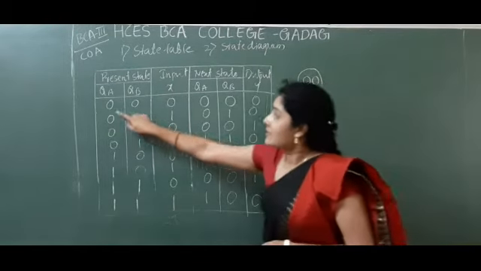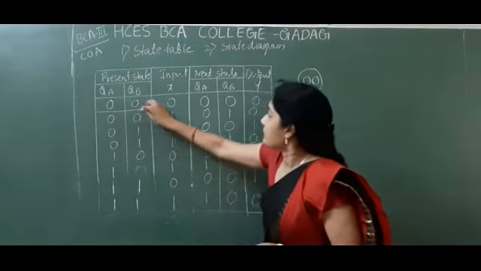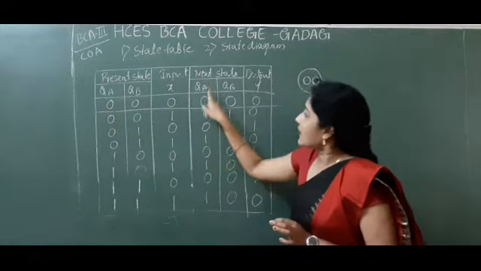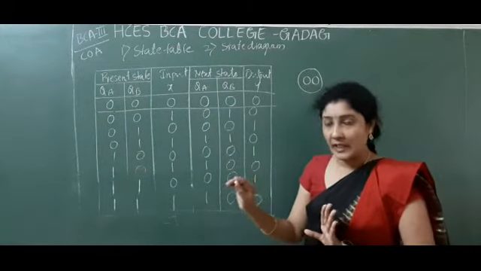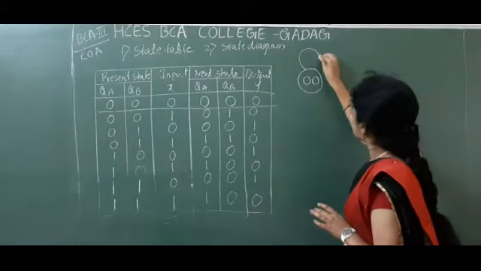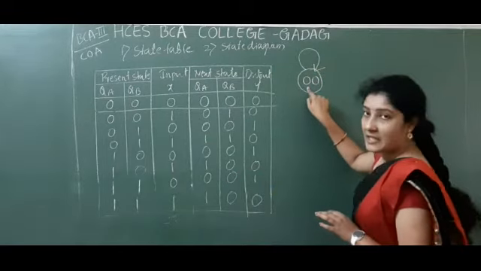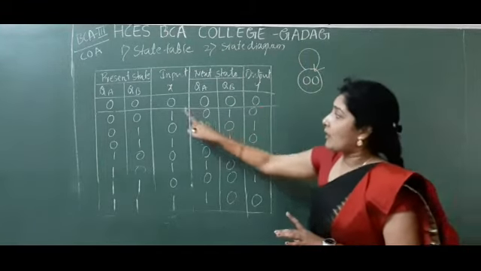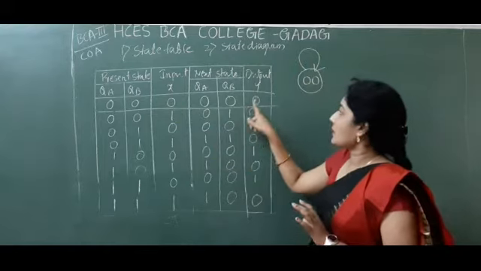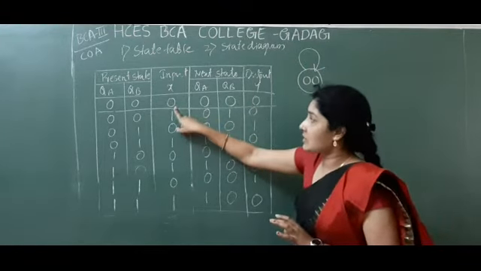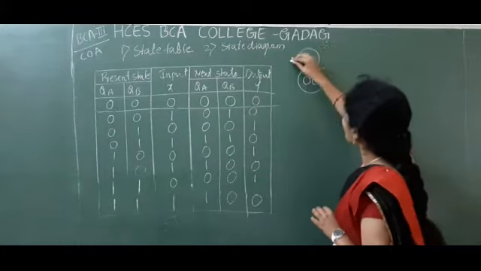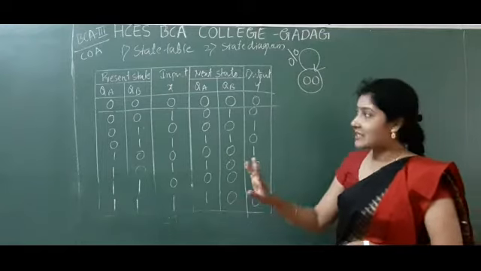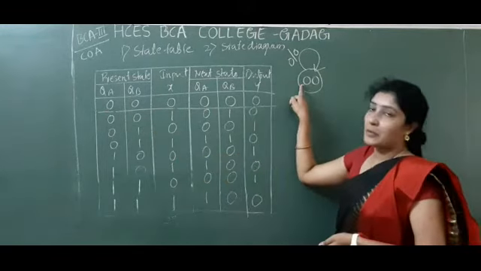Okay. What is the next state for this? When the present state is 0, 0, what is the next state? That is also 0, 0. It means here itself. For this present state, we have the next state as the state itself. Now, what is the input? X. What is the output? Y, that is 0. Input is also 0, output is also 0. So here we write input 0 bar output 0. This is how this row is represented here.